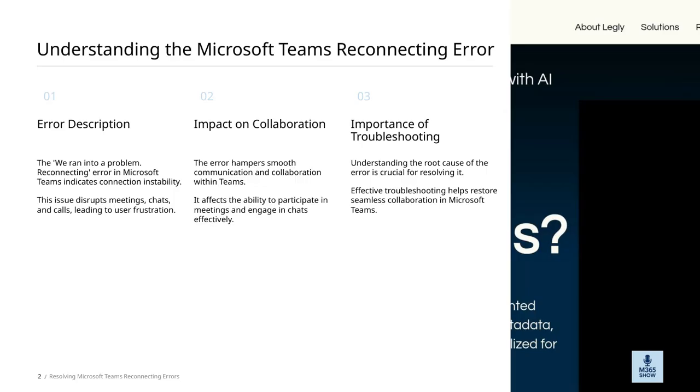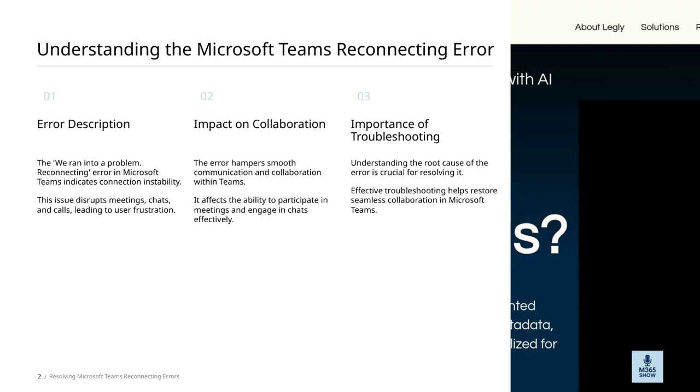Let's take a closer look at the "we ran into a problem" reconnecting error in Microsoft Teams. This message typically indicates that there's some connection instability happening. When this error occurs, it can really disrupt your meetings, chats, and calls, which leads to user frustration and hampers smooth communication. Understanding the root cause of this error is crucial, because only then can we effectively troubleshoot and resolve it. By addressing the underlying issues, we can restore seamless collaboration and ensure that Teams functions as it should.